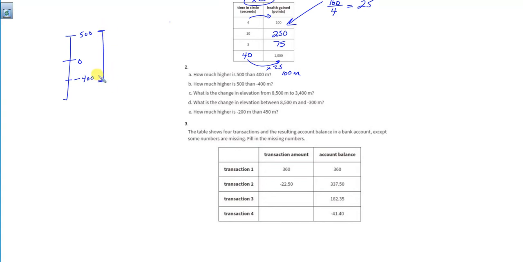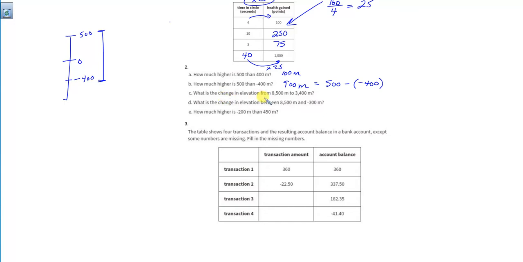Or subtract them. 500 minus negative 400 is 900. So that would be 900 meters apart from them. Okay, because their difference equals that. If you add the opposite, it's really just 500 plus 400.